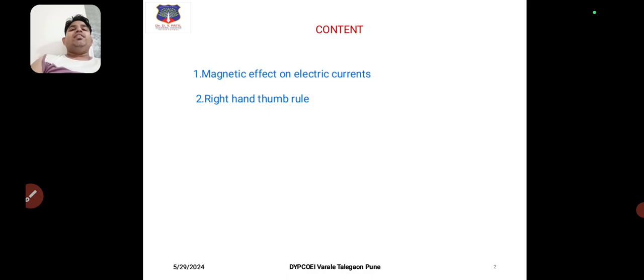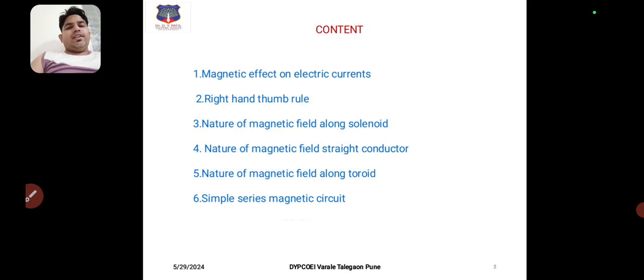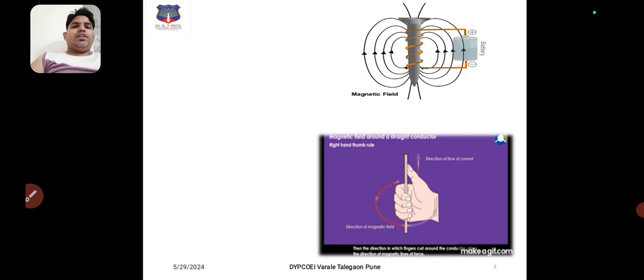The second topic is the right hand thumb rule, which we have already learned in 8th, 9th, 10th, 11th and 12th class. Then the nature of the magnetic field along a solenoid, in a straight conductor, and along a toroid, simple series magnetic circuits, and comparison between electric and magnetic circuits.